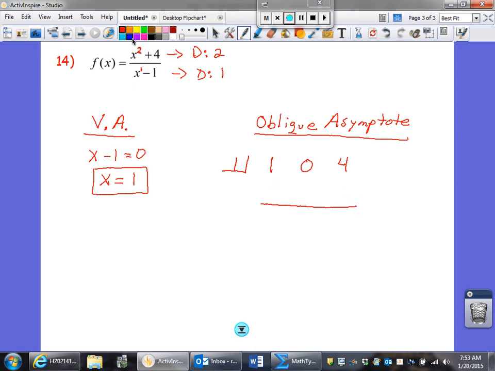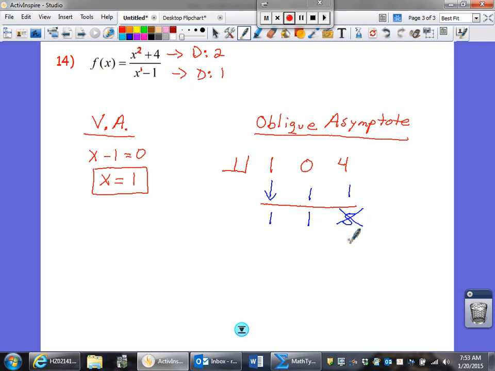Let me go ahead and change colors here. The first one, remember, you bring down the first coefficient, and it's a 1. You multiply these two together. 1 times 1 is 1. You add straight down. 0 and 1 make 1. You multiply 1 times 1, and you get 1. 4 plus 1 is 5. Now, the remainder of these problems you are going to ignore.